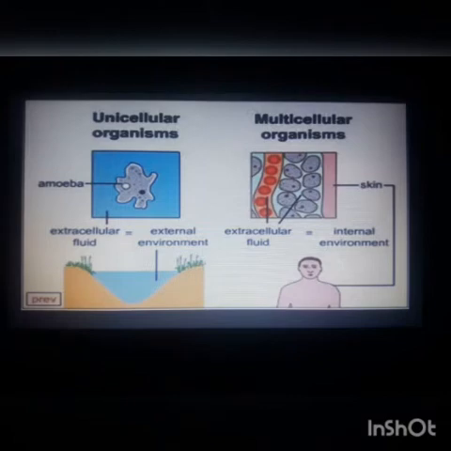Unicellular organisms are those organisms that have only one single cell in their whole life, and in multicellular organisms there are more than one cells that are combined to form their tissues, then organs, then organ systems, and then a complete individual. So both types of organisms have different transporting systems in them.